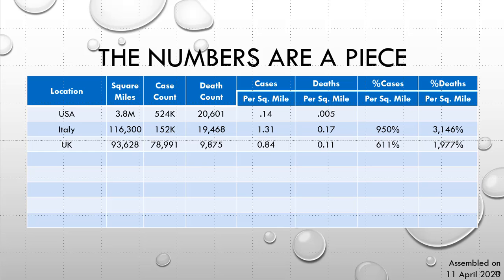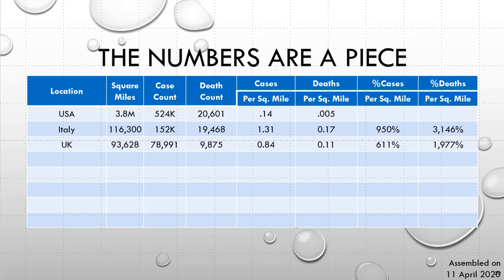And the U.K. also shows these accelerated or higher numbers, where the percent of cases per square mile is 611% of what the U.S. is, and almost 2,000% higher than the U.S. when you look at the percentage of deaths per square mile.